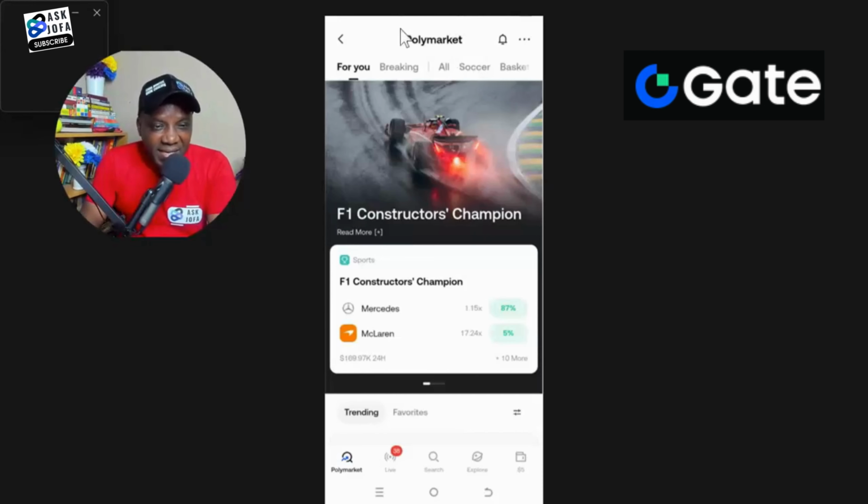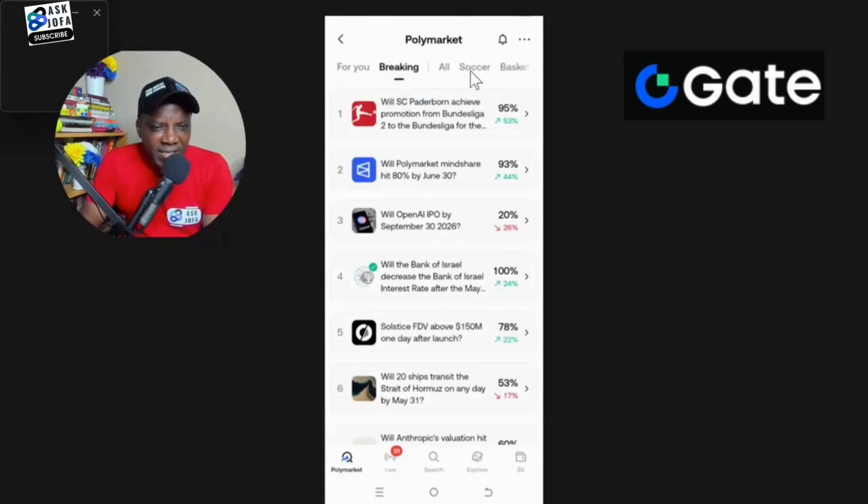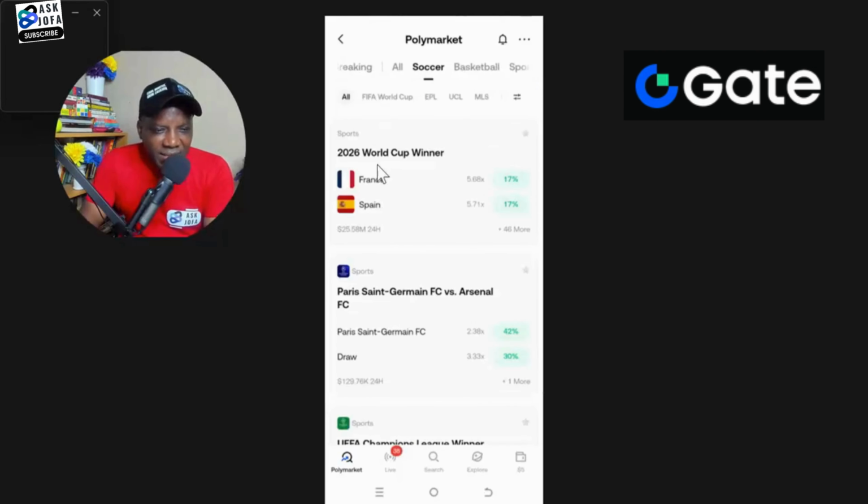And you can see inside the Gate Exchange app, you have the option to make a prediction on so many reward events. This is soccer. If you tap, this is about World Cup winners. Who is going to win the World Cup? Is it France or Spain? Don't worry, I will explain how you do it step by step.